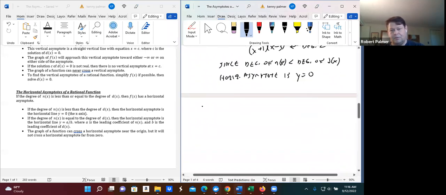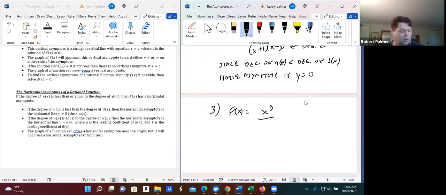Number 3. And this time, let's look at f of x is equal to x cubed over x squared plus 1. Once again, it doesn't matter which one I find first. I'll just try and find the vertical asymptote first.